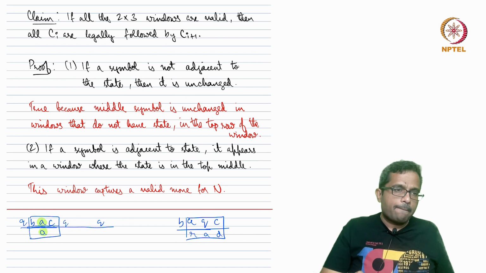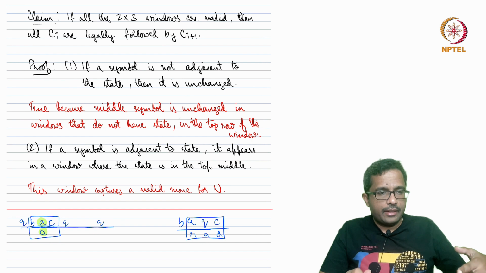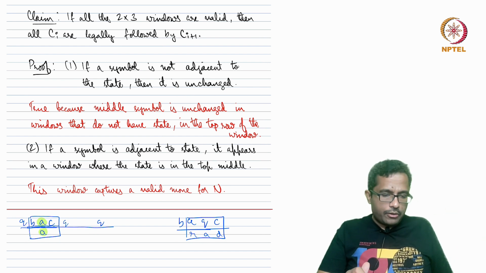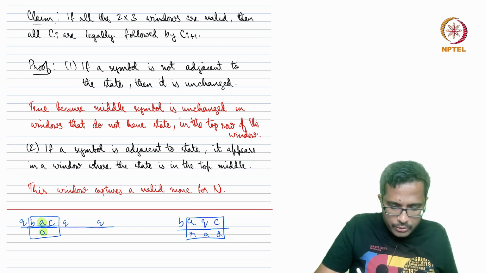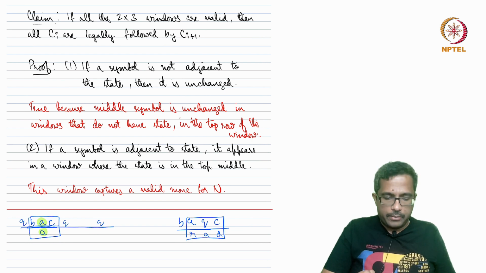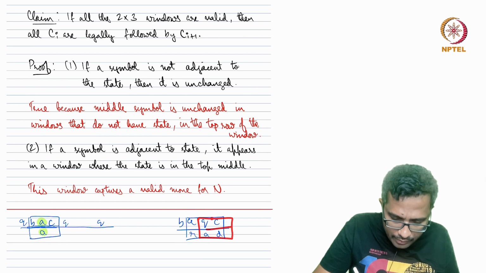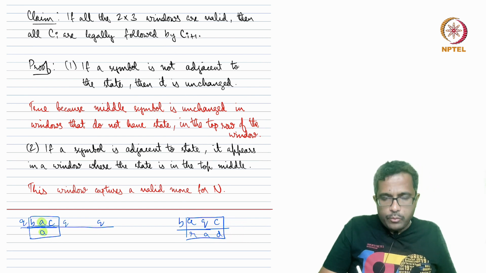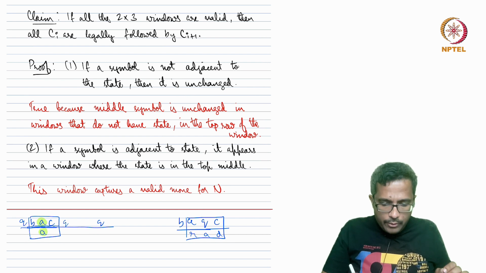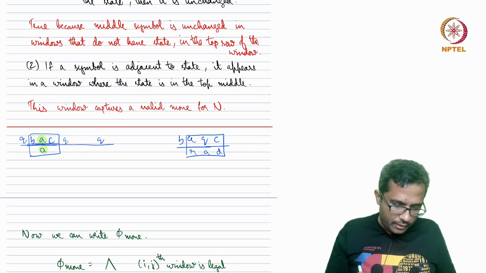Hence, this ensures that any configuration is a valid successor of the previous configuration, right? And also there is overlap. There is sufficient overlap which ensures things are reflected properly. So this is why we need to tile the thing with overlap, because we want every symbol that is adjacent to the state, we want it to look at the windows where the state is in the top middle, right?